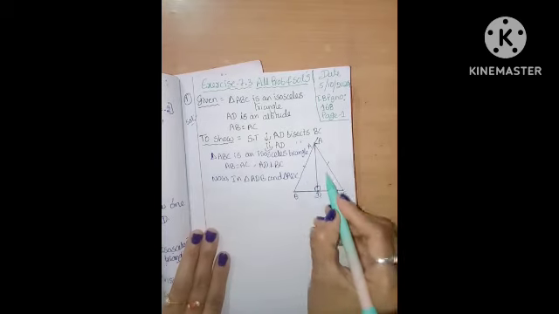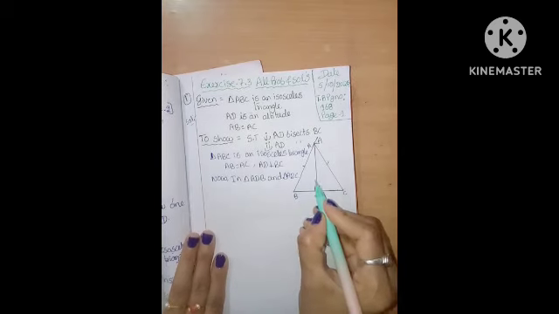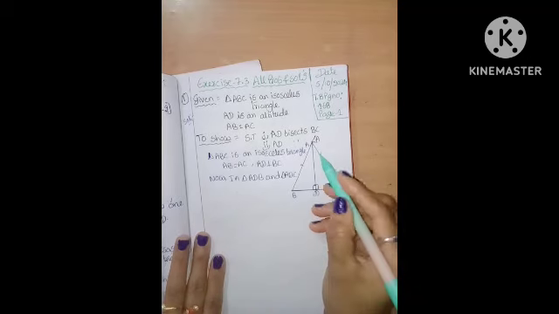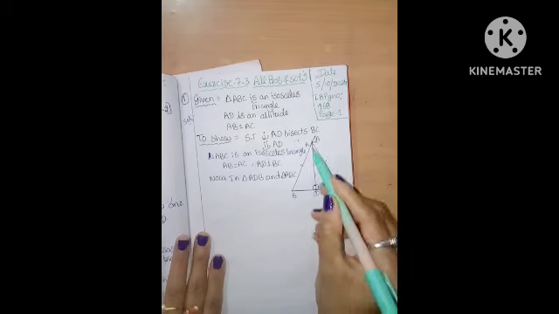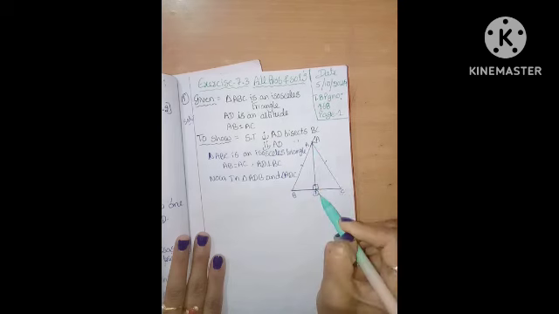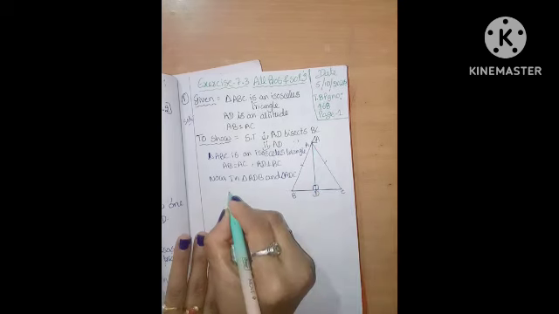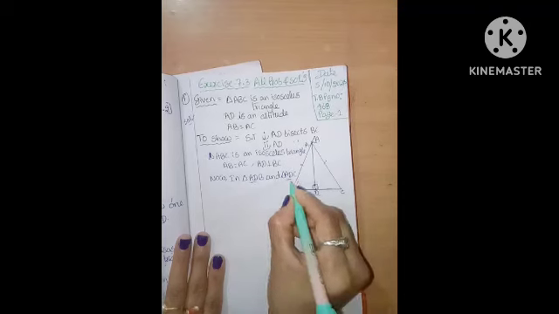So in these two triangles, what can I write? What is given in these two triangles? Which one is common? AD is the common side. And AB is equal to AC is given.